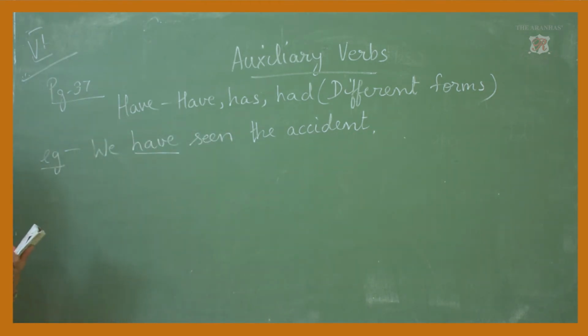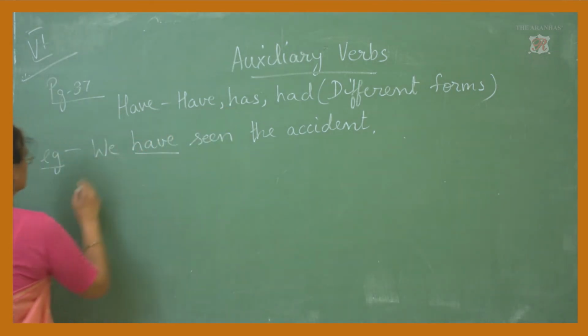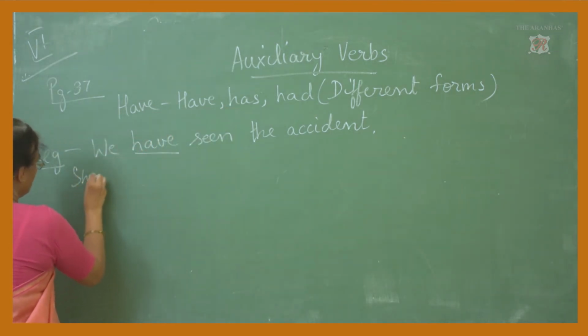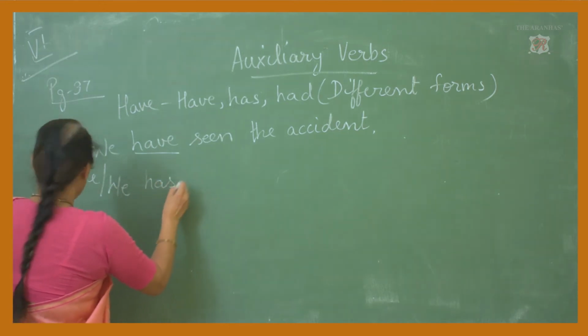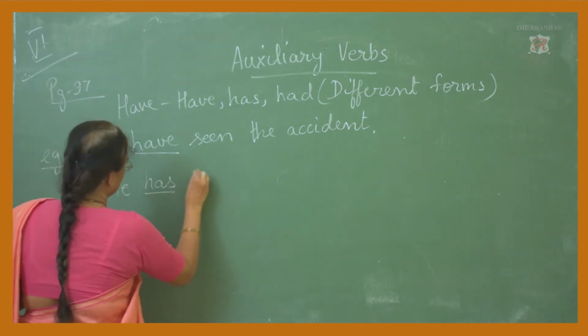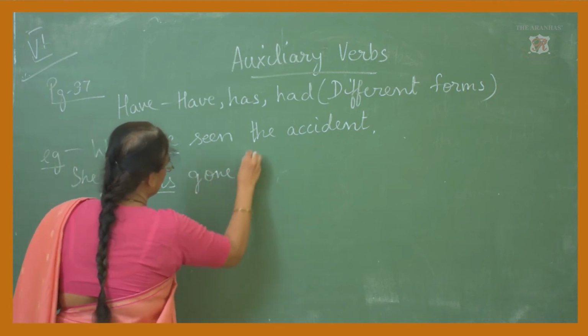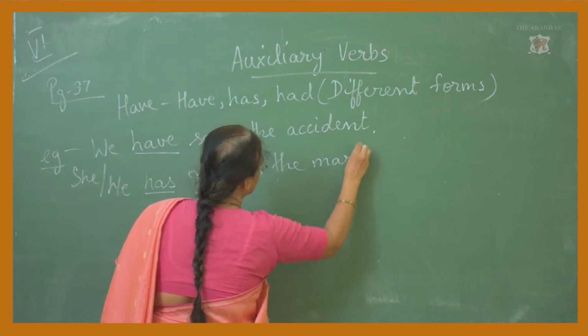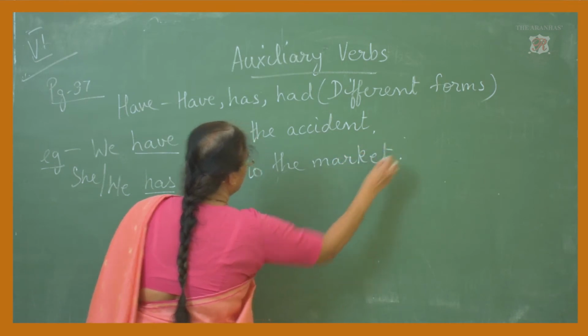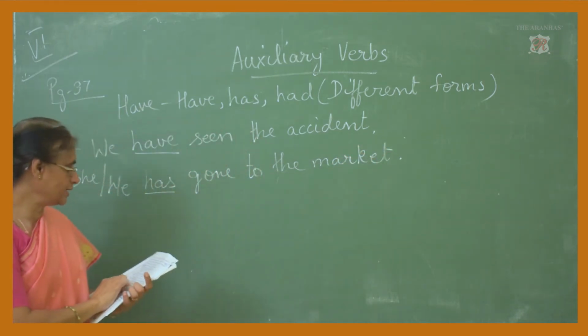She has gone. She means an individual person. She or he. So here we are using has. She or he has gone to the market. To the market. I hope everybody is understanding how to use it.